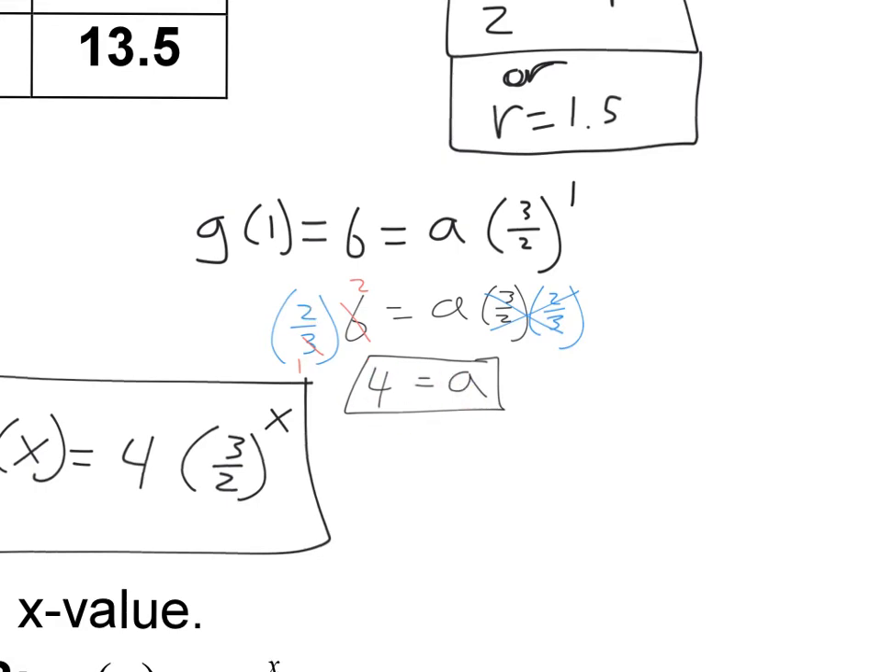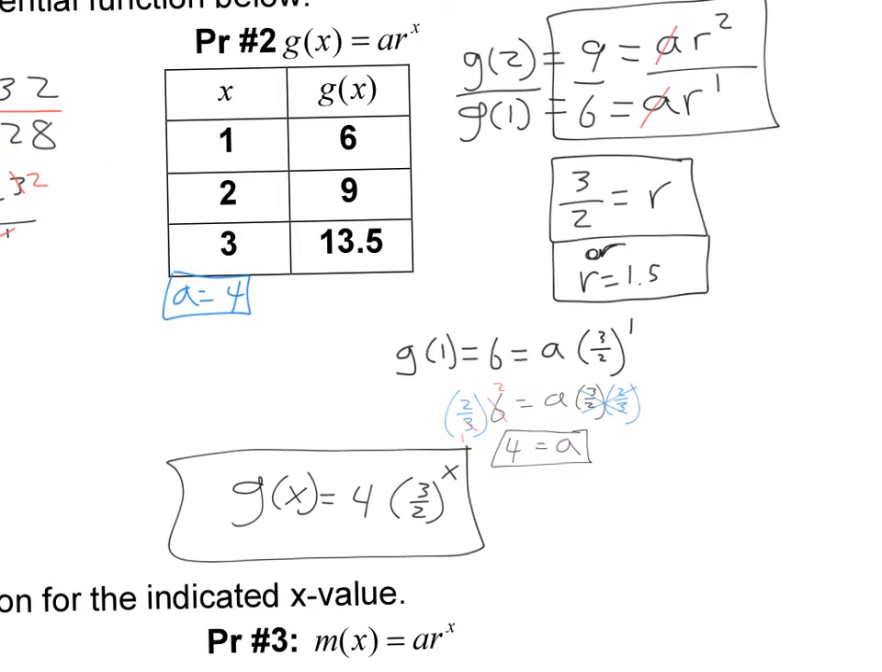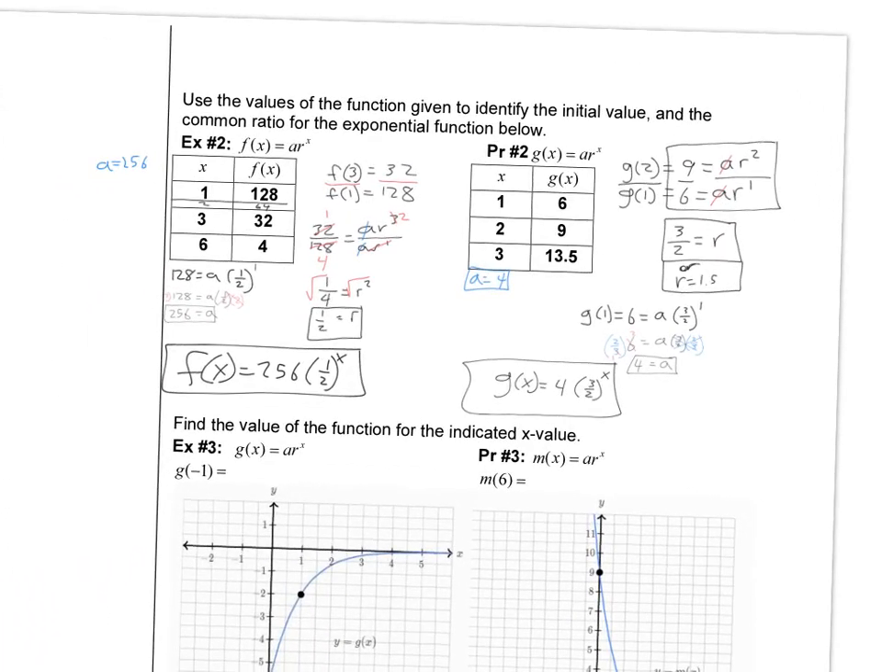Hey, so look, I get a equals 4, which is the same thing I said it was going to be. So I wrote my function, g of x equals 4 times 3/2 to the power of x. Okay. Alright.